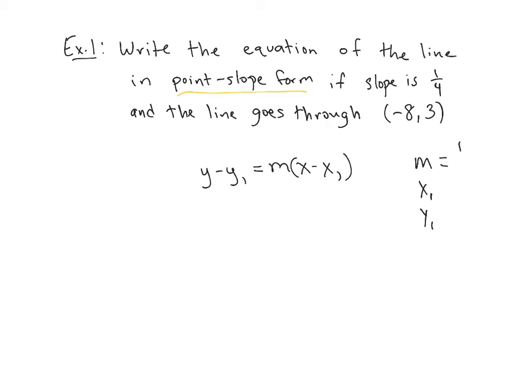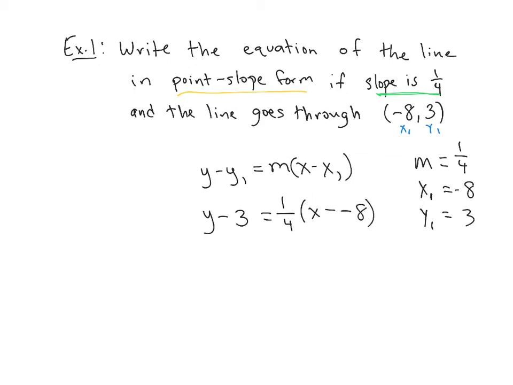Good, so the slope would be 1/4 because it tells us right here that the slope is 1/4, right? Again, in my problem here, I have an x1 and a y1, so the point is always going to be the x coordinate and the y coordinate. So my x1 is -8, and my y1 is 3. And then I'm going to go ahead and plug in my values. So I have y minus y1, so y minus 3, equals m, so 1/4, times x minus x1, so x minus -8.